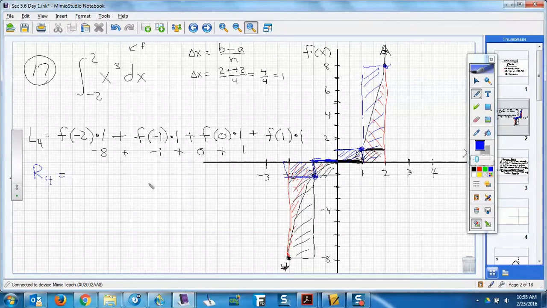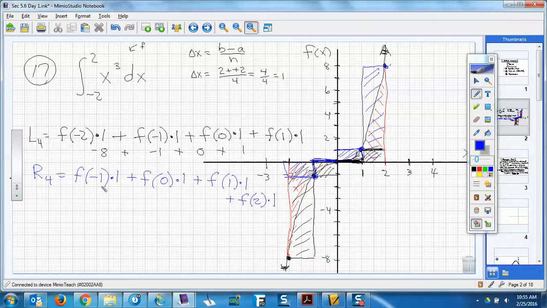So what's R4? What's our first right height? f of -1 times 1, plus f of 0 times 1, plus f of 1 times 1, plus f of 2 times 1. And we got 4 of them. And you can see there, 4 rectangle areas. Height times width, height times width, height times width, height times width.